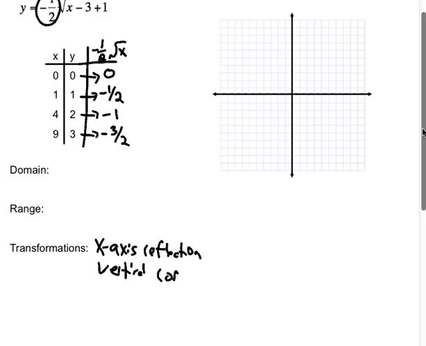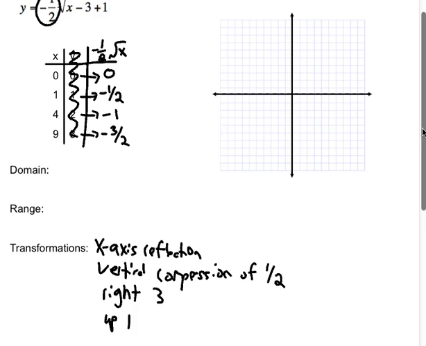There's a vertical compression, which is just a decrease in the stretch. Vertical compression of 1/2. We're going right 3 and up 1. That's what each of those pieces means. So now that we have our table, and remember, I can ignore these y's now. Let's plot some of these points.